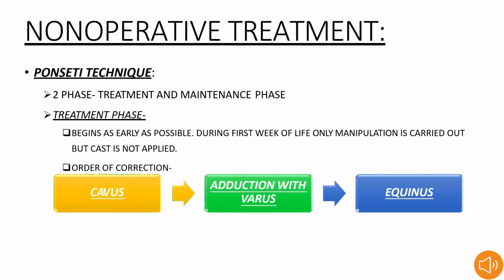Now the order of correction is: first the cavus is corrected, then adduction is corrected with varus, and then lastly equinus is corrected. And Ponseti used talar head as the fulcrum. Thus, the errors which were there in the Kite's method were corrected.